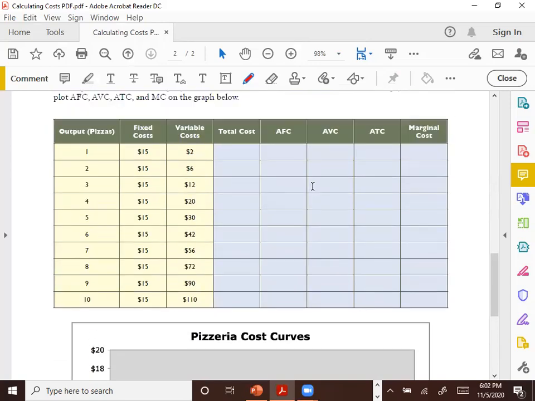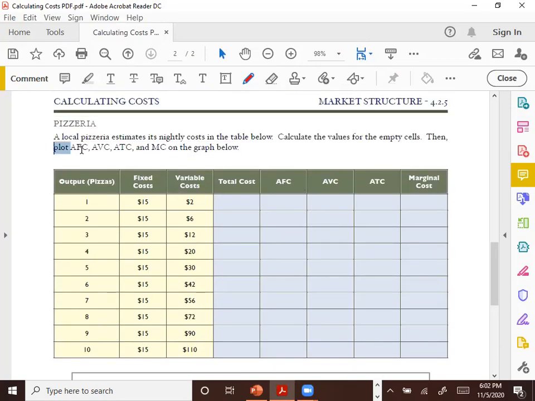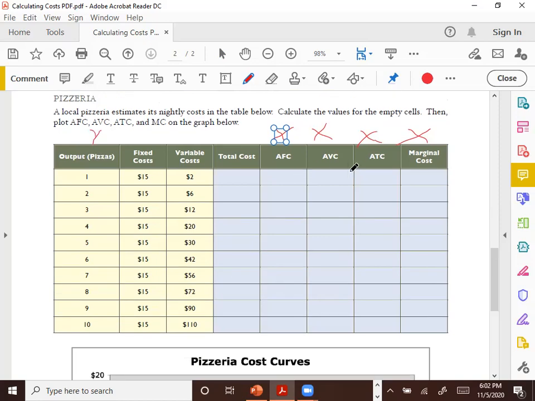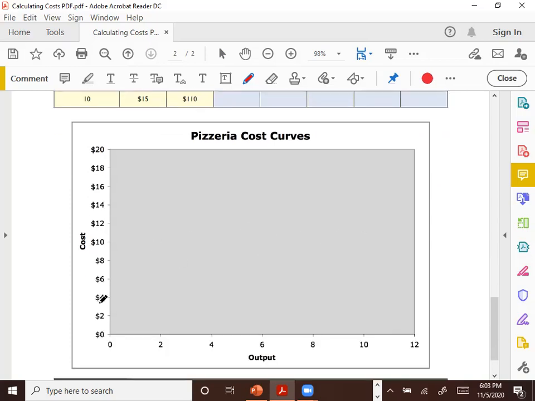All right, and then once you get these, it tells you to plot the average fixed cost, average variable cost, average total cost, and marginal cost. So all of these are going to be the x-axis. So these are going to be 4 different lines, and this is going to be your y. So you're going to go over whatever these numbers are, and then up 1, and then up 2, and then up 3, up 4. So it's going to be 4 different lines on here, and your cost is going to be your constant y.